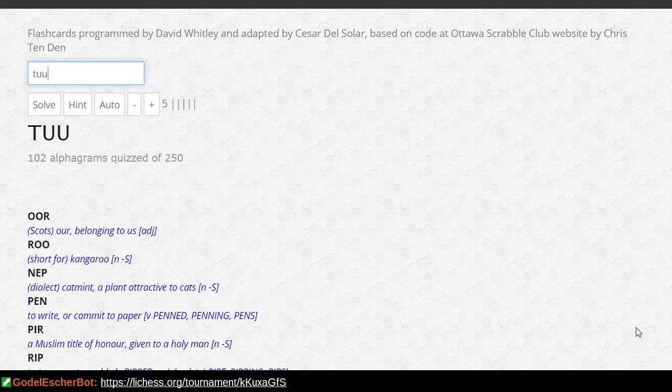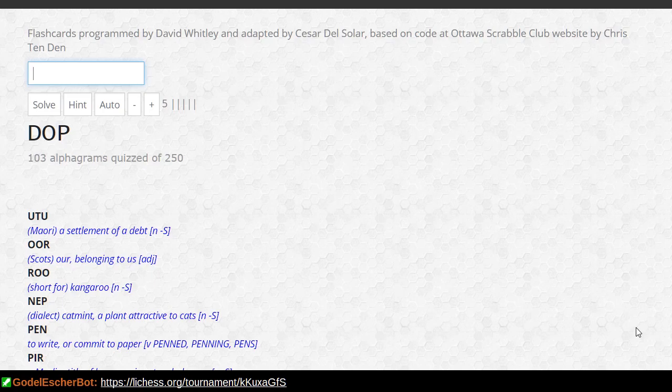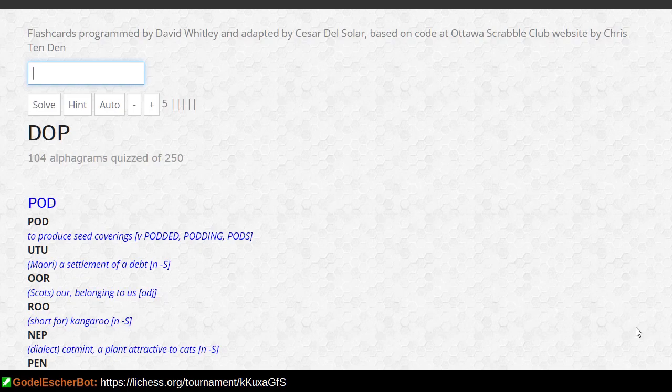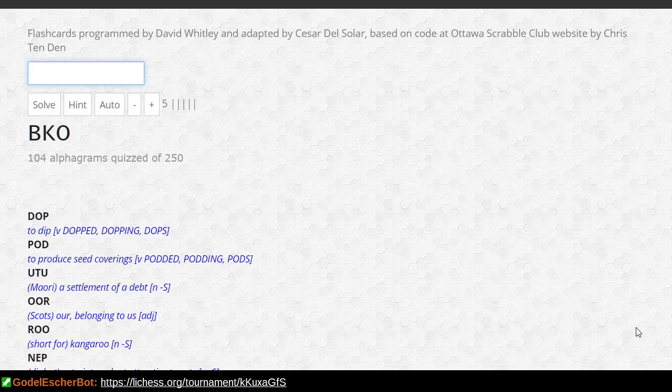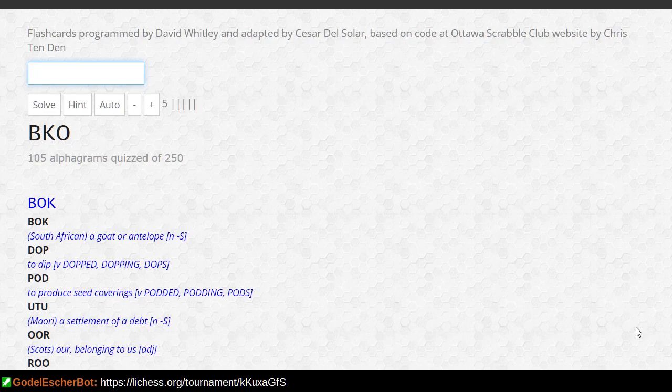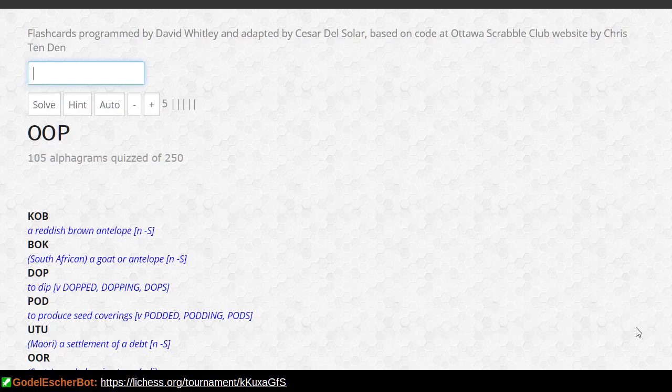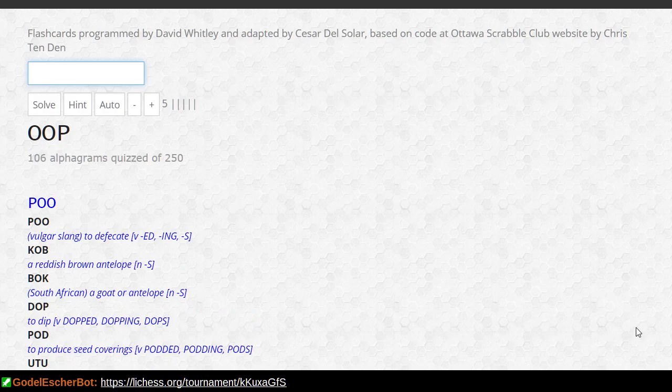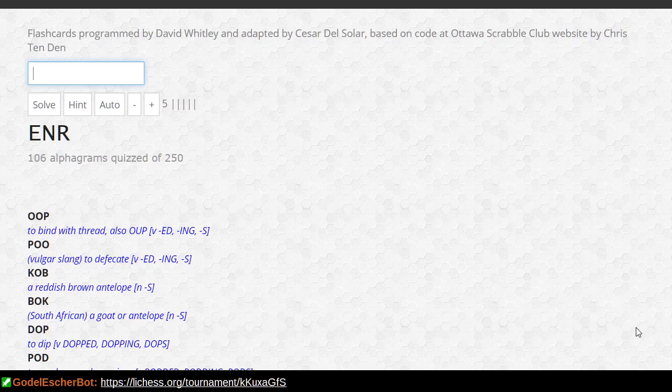I have no idea. There's only three ways to do that. Utu, a settlement of a debt. Maori has some interesting words that you'll never hear conventionally here, but maybe someday. What does dot mean? To dip. All right. Bok, a goat or an antelope. I've heard bok choy, so that's what made me think this might be a valid word, but cob, a reddish brown antelope. You all know this one.